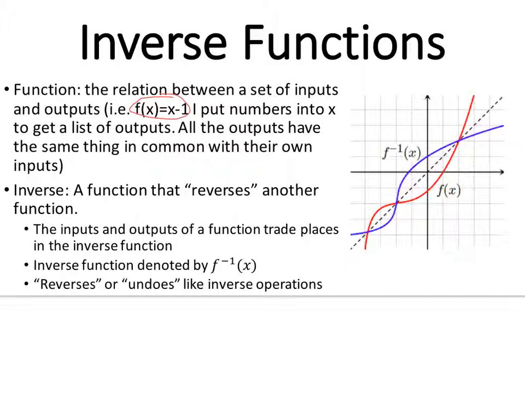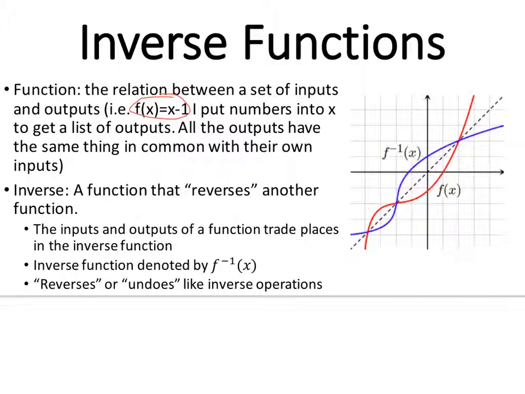So I put numbers into x, and we call those our inputs. And that gives us a list of outputs. And so the idea of a function is just all of those outputs have this same thing in common with their own inputs. So the function is just what is happening to your inputs to get your outputs.